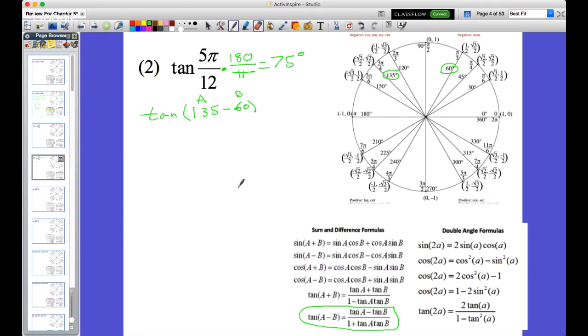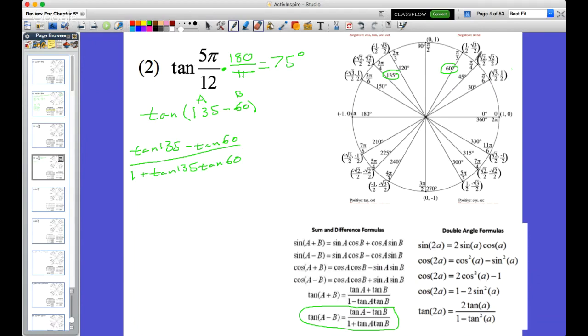Now, again, I converted it into degrees just because a lot of us, our mind works in degree mode. So we're going to do tangent of 135 minus the tangent of 60, and then divide that by 1 plus tangent of 135. Now this is multiplied by the tangent of 60.